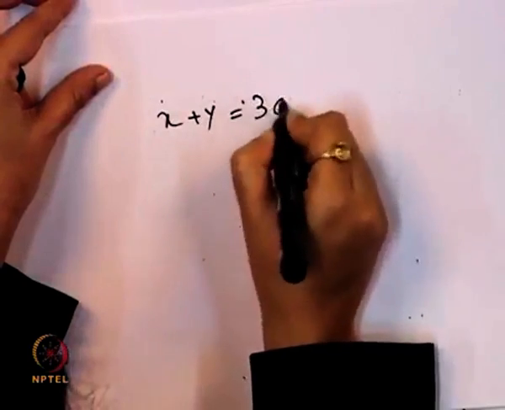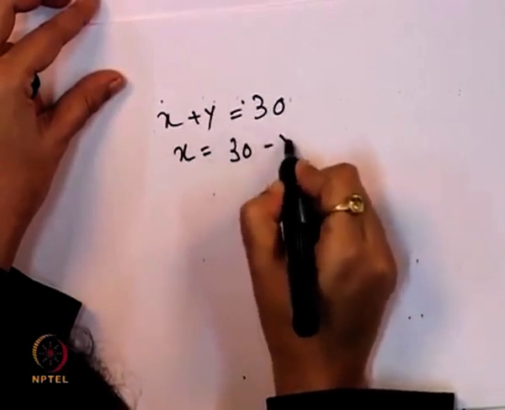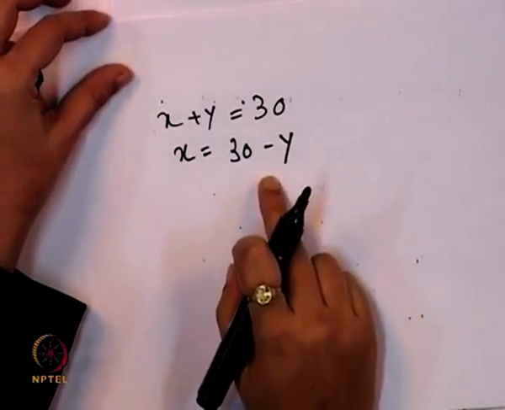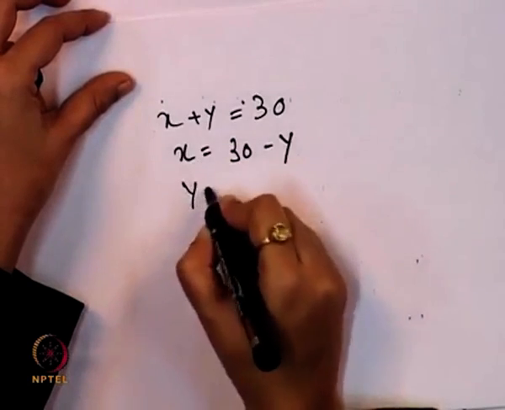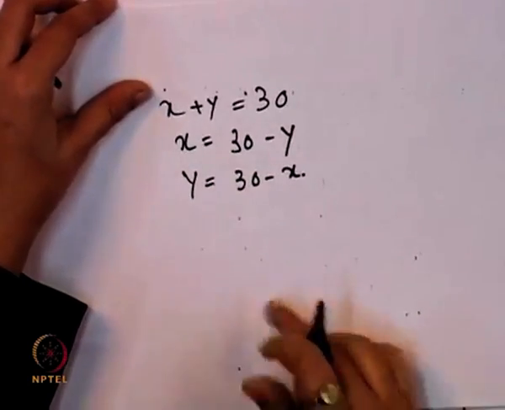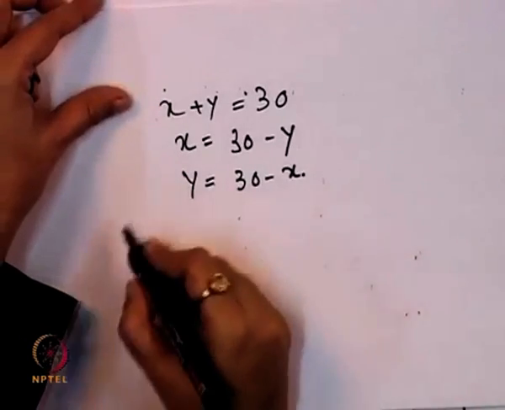So suppose x plus y is equal to 30. So this can be rewritten as x is equal to 30 minus y. So in this case, x we are representing in terms of y, or y can be 30 minus x. So substituting the value of x and y in the profit equation, what can we get?